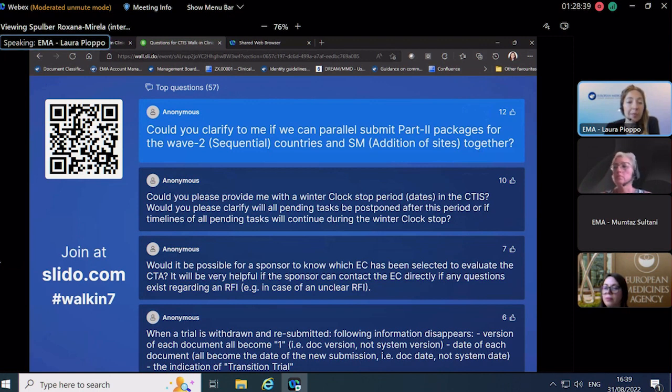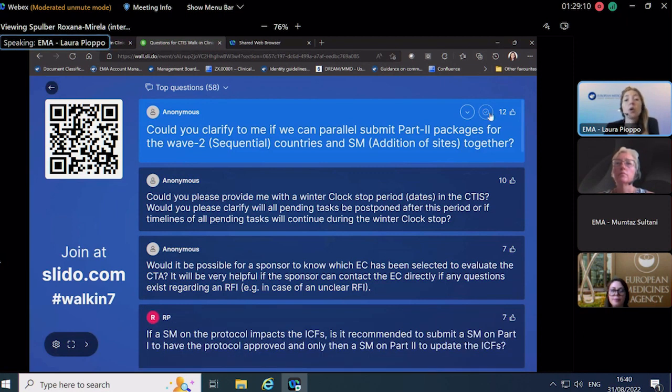So the limitation is with a substantial modification having Part 1 in the scope. Basically, if you have an SM with Part 1 in the scope, it's not possible then to progress with the submission of other SM with Part 1 or with Part 2. But when we talk about submission of SM Part 2 in some member states, this can be done in parallel with addition of new member states concerned, if I understand the content of the question right, when the user refers to sequential countries. So the answer is yes.